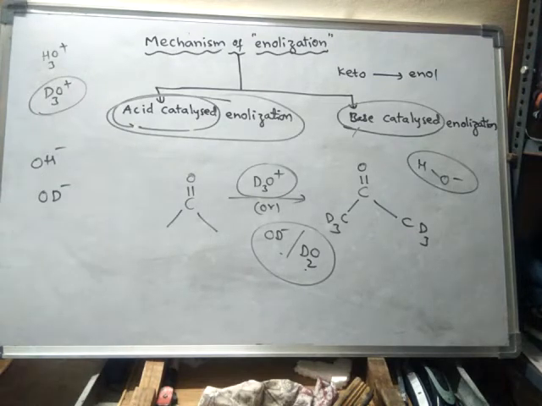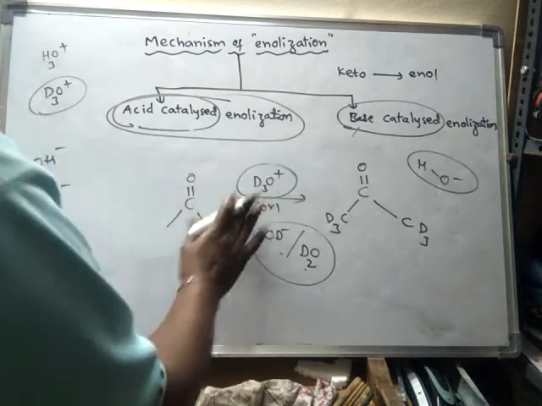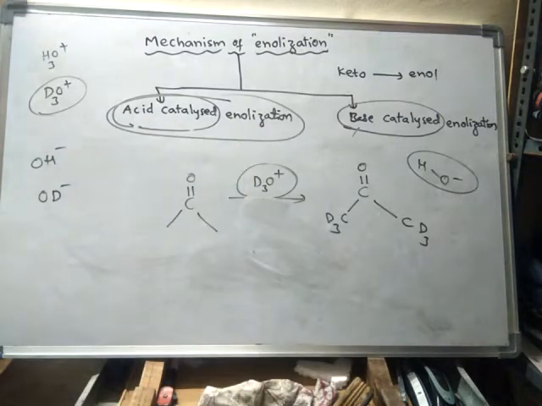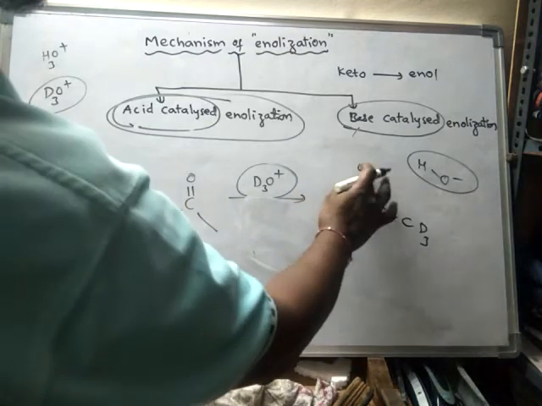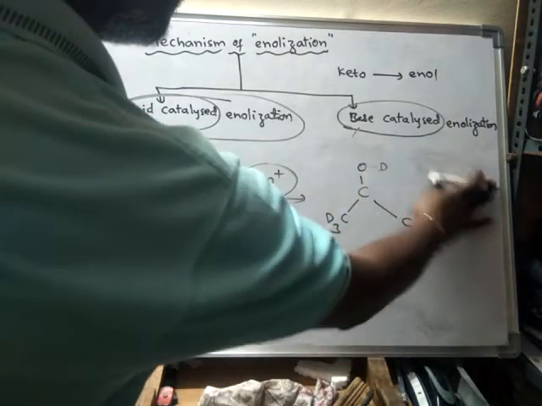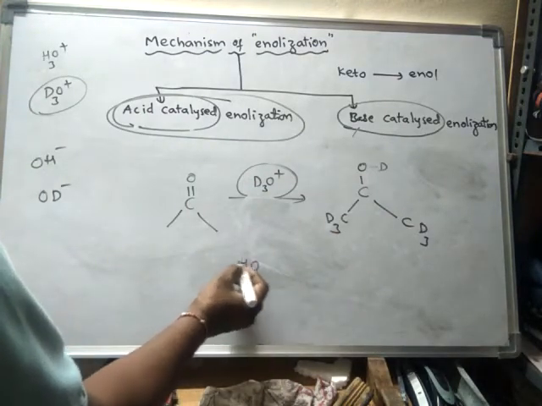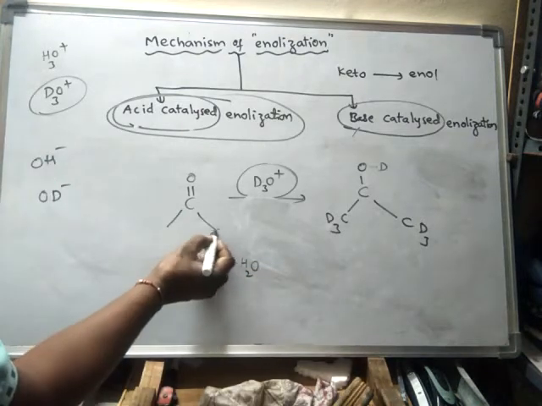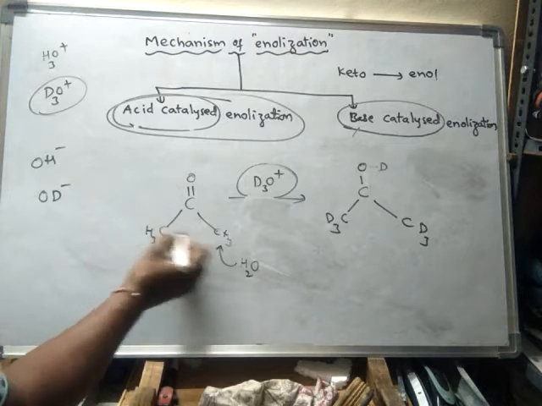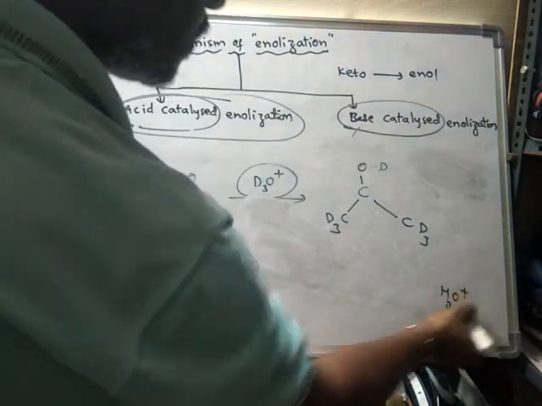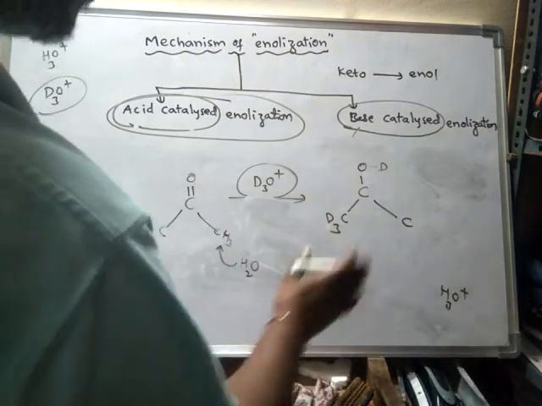How is it happening? During this process, first, for example, take D3O plus. We will discuss about this one later. D3O plus will attack this one, and it forms OD. Now a water molecule will attack this one. So here actually CH3 are present. The water molecule will take H, and it forms H3O plus.